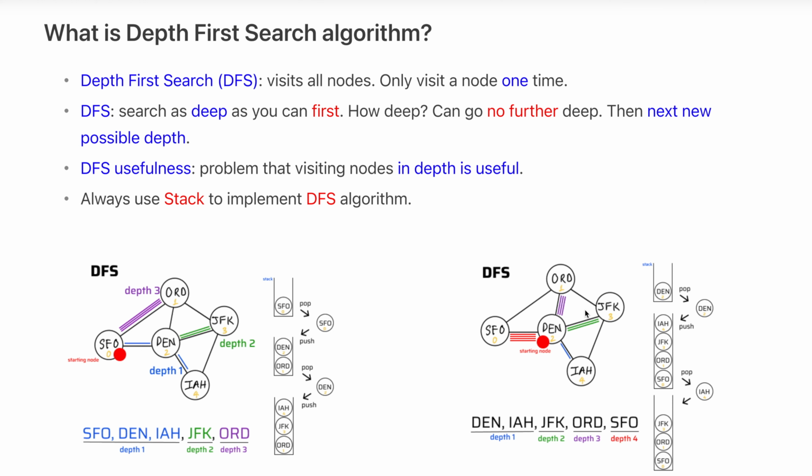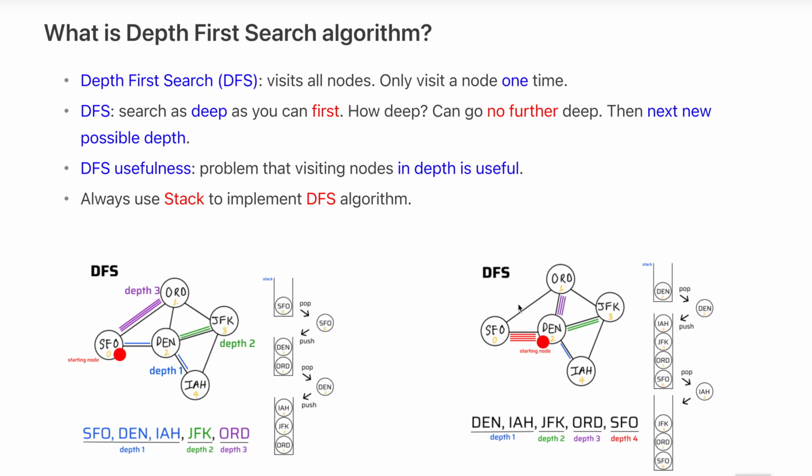With our second example, we change our starting node from SFO to DEN. Because we start here, at DEN, at the beginning, we're gonna see all the nodes. And it's gonna push all the nodes into the stack. And if we explore the graph from DEN, we're gonna have 4 possible depths, which is IAH, JFK, ORD, and SFO. That's what we're gonna see in the sequence of the nodes visitation.